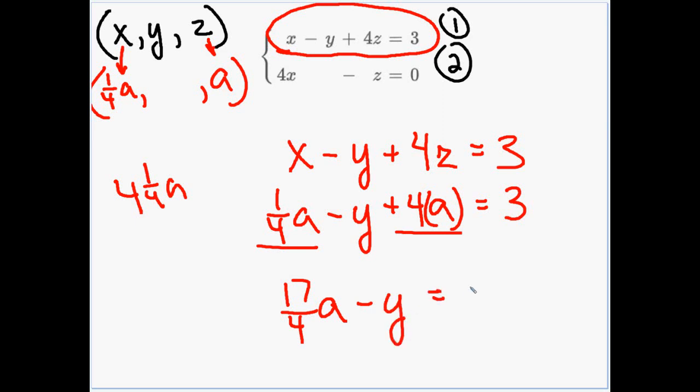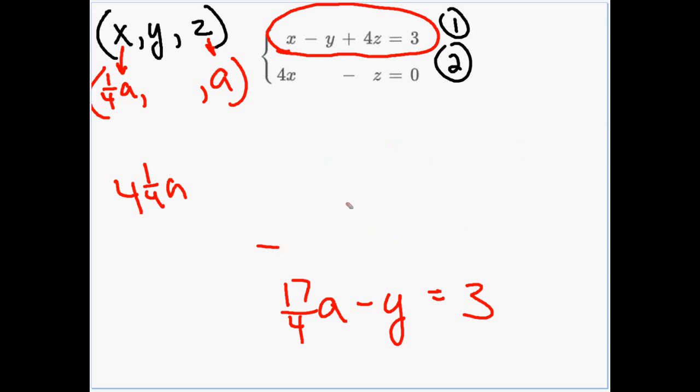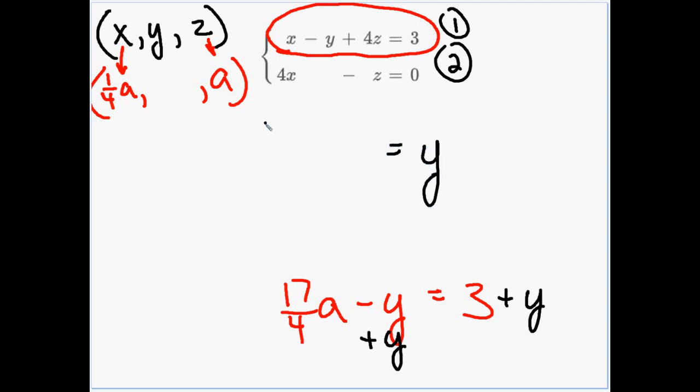Again, we want to get the y by itself. I think the quickest way to do that would be to add y to each side. So now y is over here, and we're going to subtract 3. So it looks like y is going to equal 17 over 4 a minus 3. If I had enough room, 17 over 4 a minus 3 would go right in there. That's our new y value.